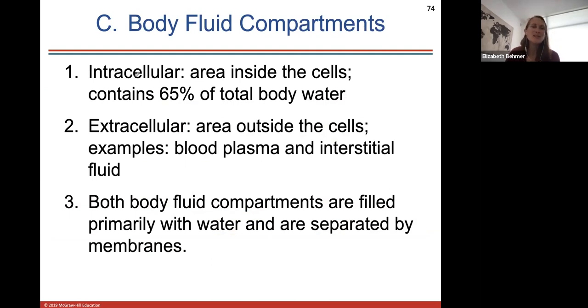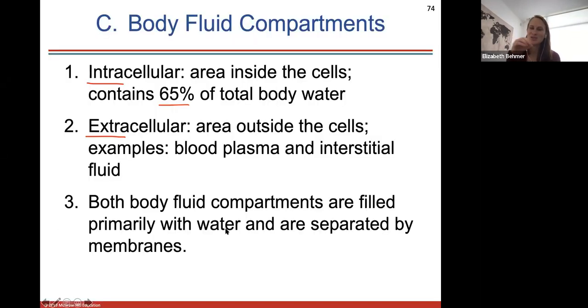Body fluid compartments, just a little review here. If we say something is intracellular, that means any area inside the cells. And inside your cells contains about 65% of your total body water. And if we describe something as extracellular, that's the area outside the cells. This would be all your blood plasma and interstitial fluid between the cells. Both body fluid compartments are filled primarily with water and are separated by membranes. And that's the end of chapter 1.